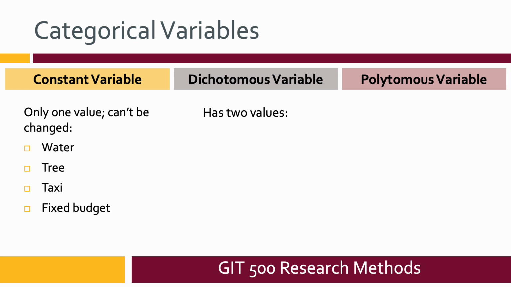Dichotomous variable means that it has two values to choose from. Yes or no, hot or cold, day or night, that kind of thing, good or bad, where there's really only two.